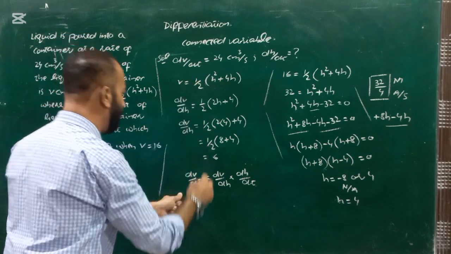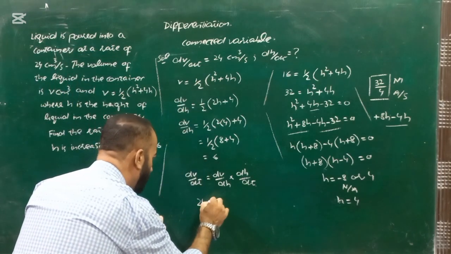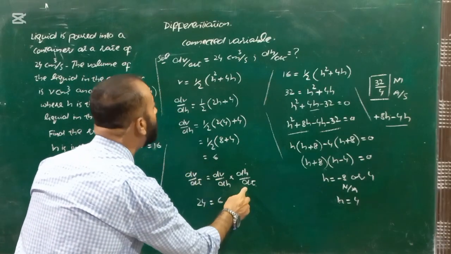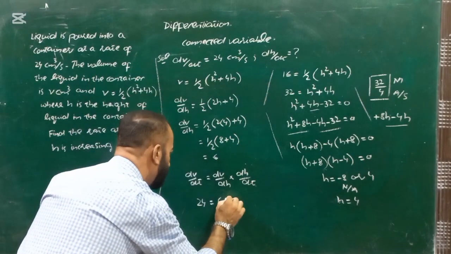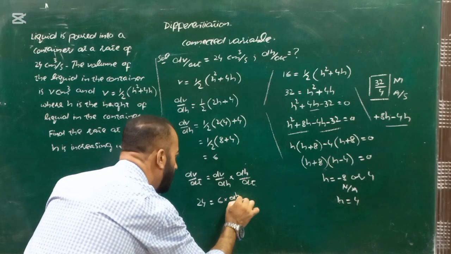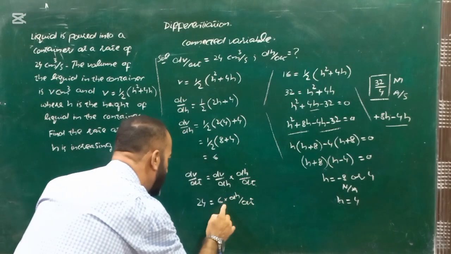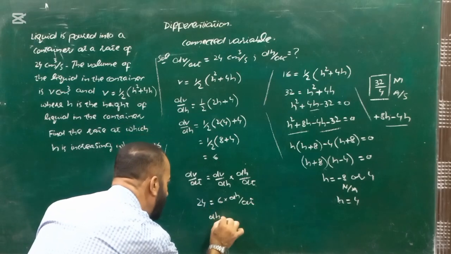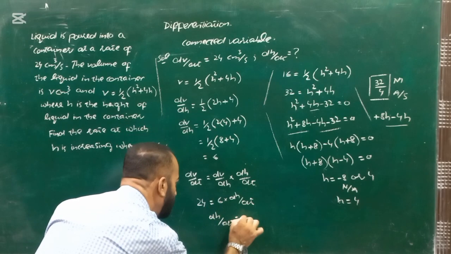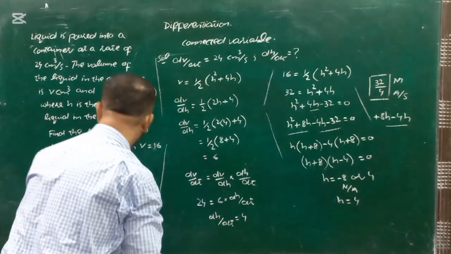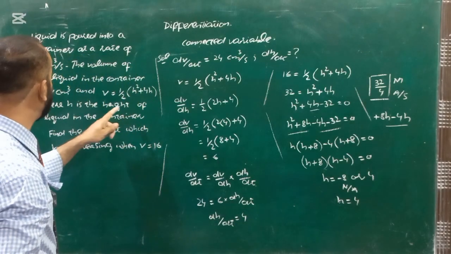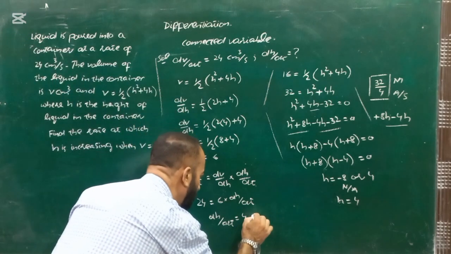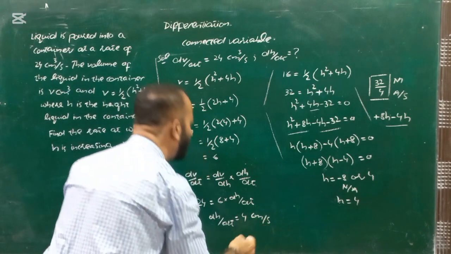So dV over dt is 24, dV over dH is 6, and this thing is the requirement, dH over dt. So 6 will come into the denominator. So 6 fours are 24. It means dH over dt will be equal to 4. And H is the height, which will definitely be in centimeters. So centimeters per second will be the unit. So this is the answer.